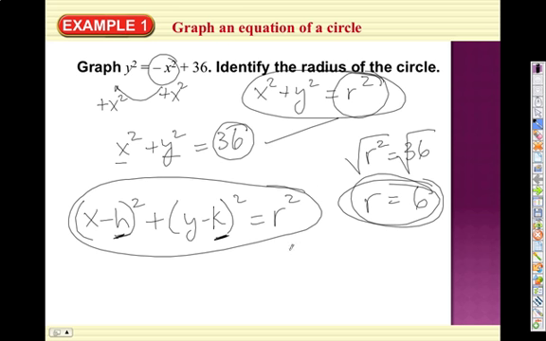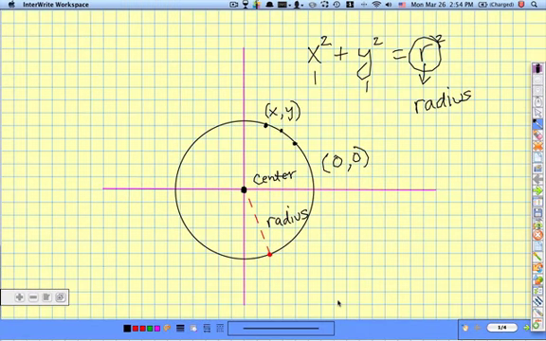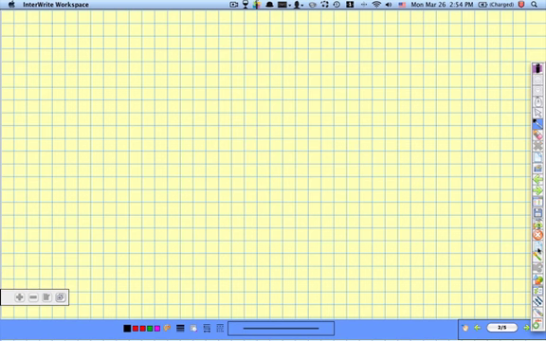So if we had to graph this, one, we have to know our center, and our center is 0, 0. And two, we have to know our radius is 6. So here's the easy way to graph. So we go to our grid here, and let me just get a blank one. So just draw it quick. Alright, our center is 0, 0. Now if you wanted to graph a circle, all you have to do is this. Here's the easy way. Since our radius equals 6, what you have to do is this.